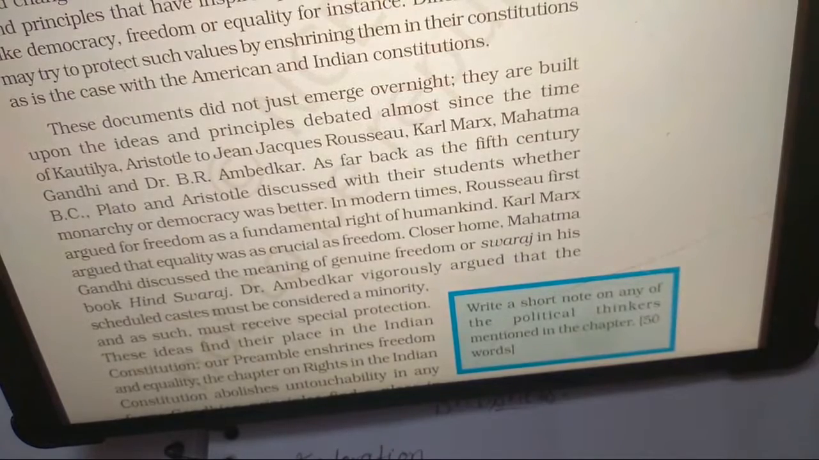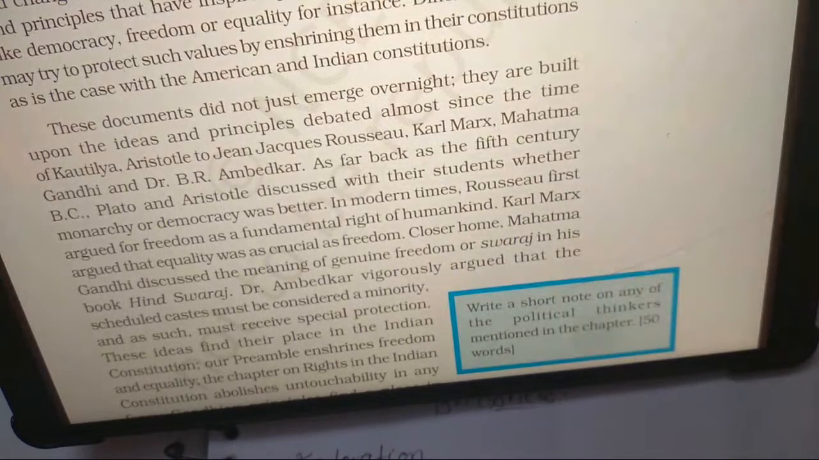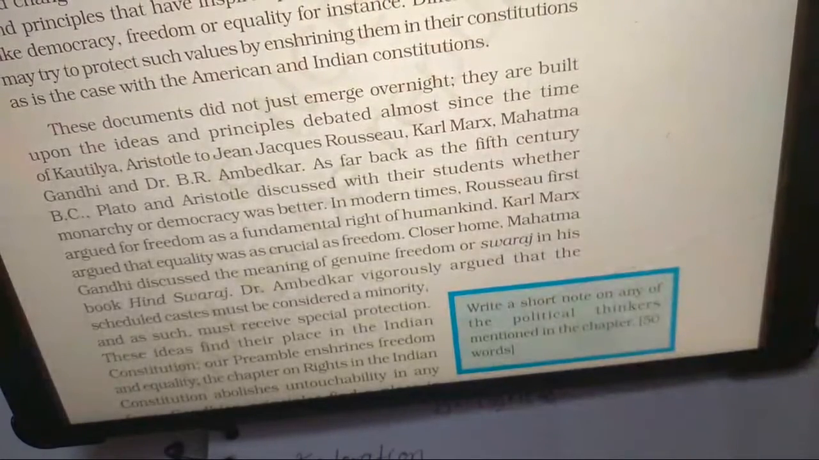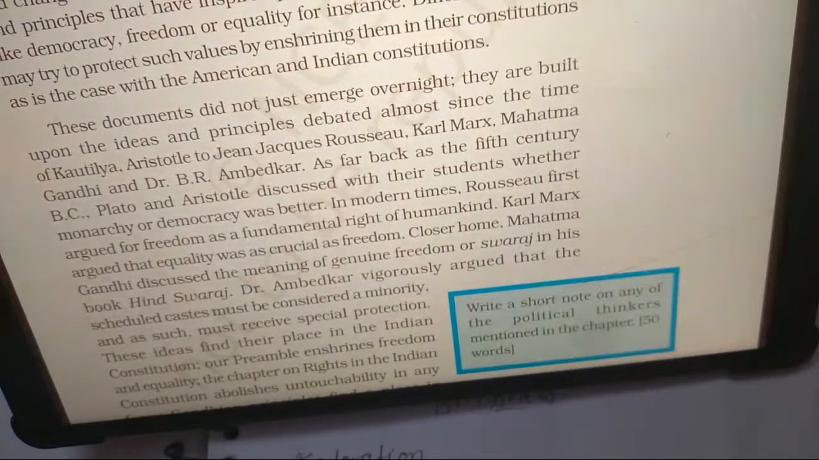In modern times, Rousseau first argued for freedom as a fundamental right of humankind. Karl Marx argued that equality was as crucial as freedom. Closer home, Mahatma Gandhi discussed the meaning of genuine freedom or Swaraj in his book Hind Swaraj. Dr. Ambedkar vigorously argued that the scheduled caste must be considered a minority and as such must receive special protection. These ideas find their place in the Indian constitution.